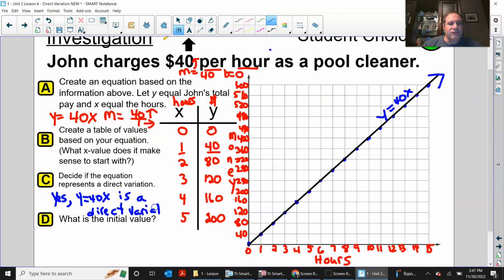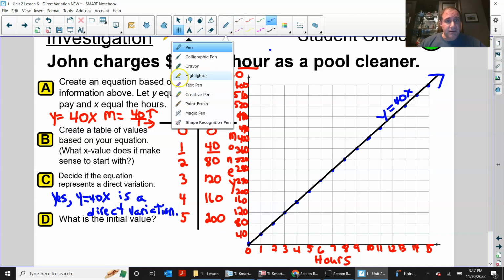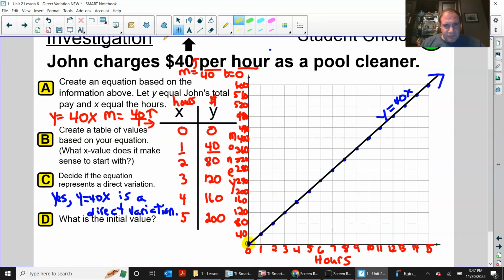What is the initial value? The initial value is the y-intercept. What was the y-intercept? Look at the y-intercept. It's right over here. Don't get confused. It's right there. What is that y-intercept? That y-intercept is 0. What is the initial value? B equals 0. That is it. Done. Finished.